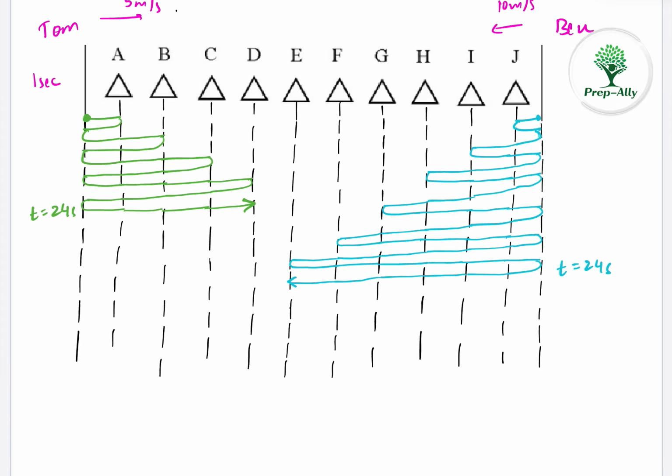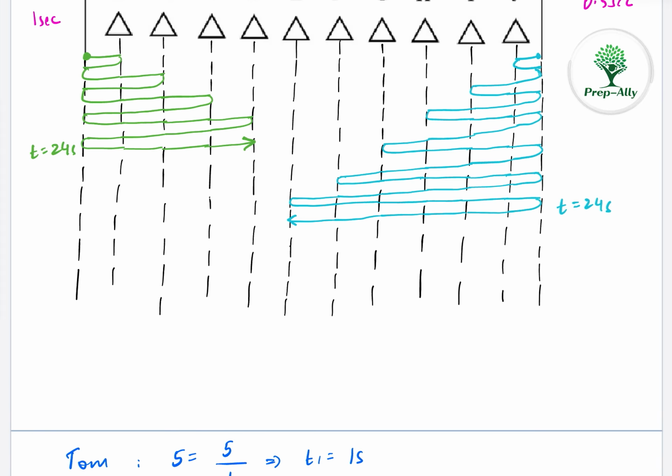So now I'm going to use a different color to differentiate. From 24 to 25, he is going to come from here to here. No, this is 24 and a half. This is 24.5 seconds. Whereas our Tom is going to go from D to E at T equal to 25 seconds. So do you see that they're going to meet here only?